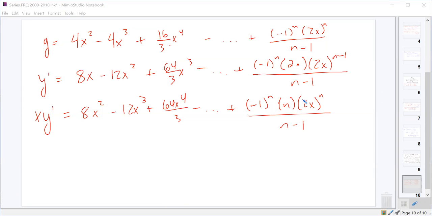Okay. And if we're going to subtract y from this, well, 8x squared minus 4x squared is going to be 4x squared. And negative 12x cubed minus negative 4x cubed is going to be negative 8x cubed. And the 64 thirds x to the 4th minus the 16x to the 4th over 3 should give us, what does that come out to be? 48x to the 4th over 3, which I think is 16x to the 4th.